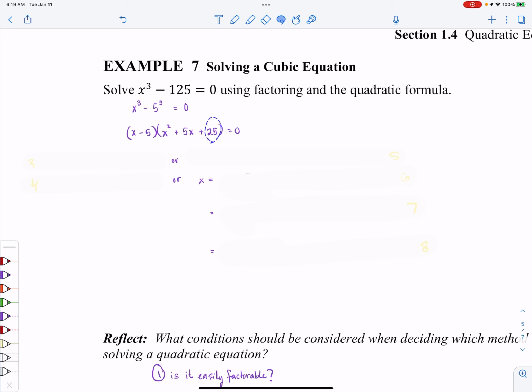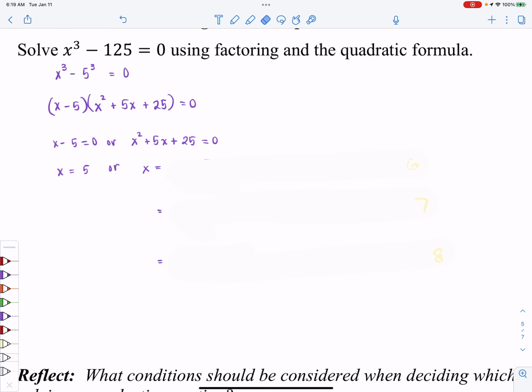Now, to be able to solve, this is going to be solving by the zero product property, the zero factor property, which I covered in an earlier video in this same section. So let's set up two mini equations. We'll have either our x minus 5 is equal to 0 or the trinomial equals 0. So let's solve both of these. The first one's super easy to solve. The second one, we'll use the quadratic formula.